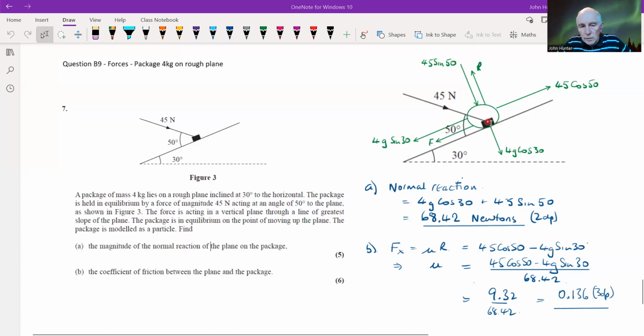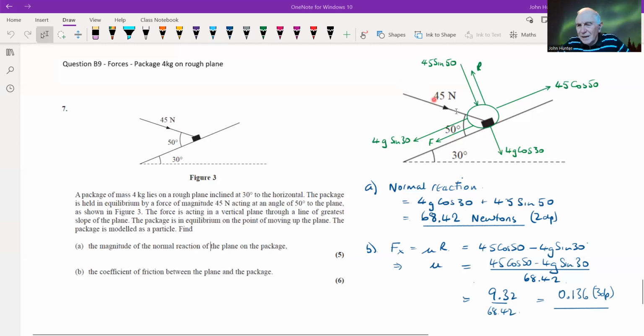Now I've also got this: the mass is 4 kilograms, so that implies a weight, which would act in a vertically down direction. That would be a force of 4g, but we want that split into two parts, one perpendicular and one down the plane. Since the angle between the vertical and the perpendicular to the plane is 30 degrees, this force would be 4g cos 30, and this would be 4g sin 30. Okay, so that is that.